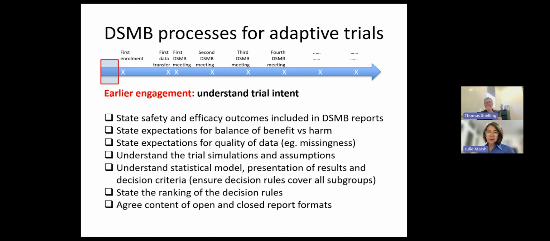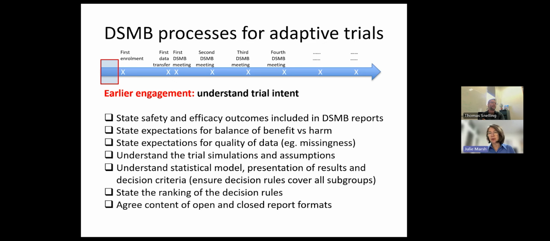Thanks, Tom. So now we've tried to produce some checklists that you can easily run through. And these current slides are taken from the perspective of the DSMB members. So the first part is the earlier engagement in the timeline. You have the timeline across the top here, starting before the first patient is enrolled. You do have a little bit of flexibility. You can almost take it up to the first data transfer, but that's really pushing the limit here. And this early engagement is all around understanding the trial intent.